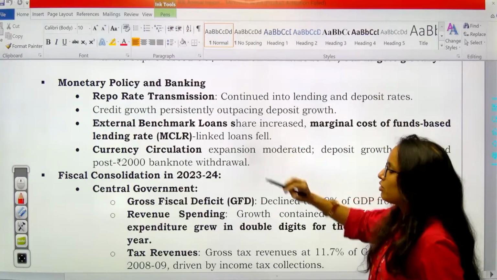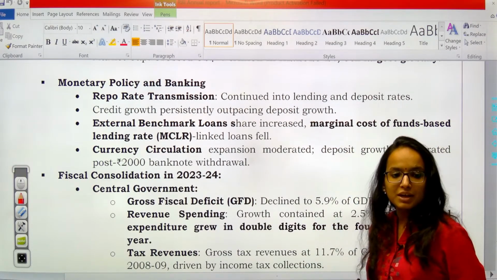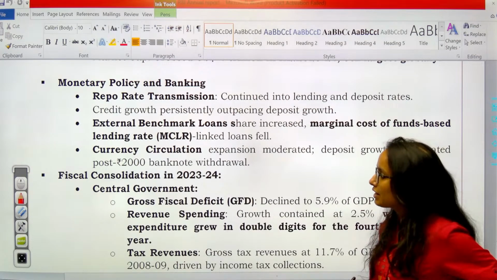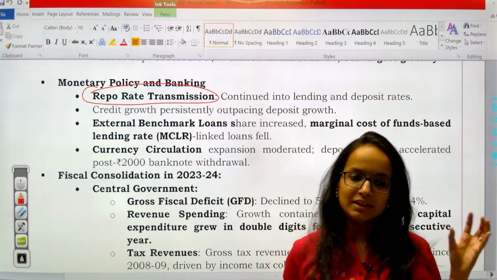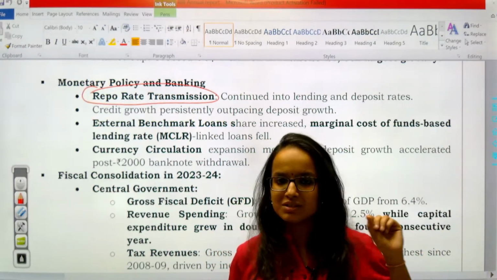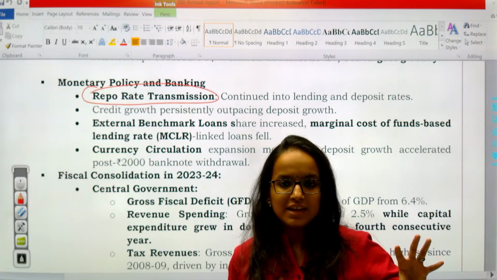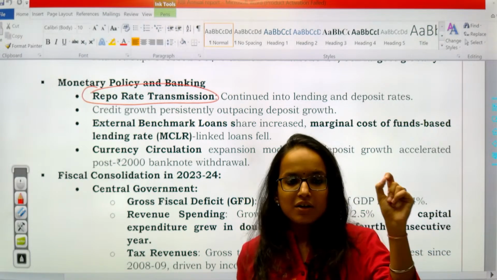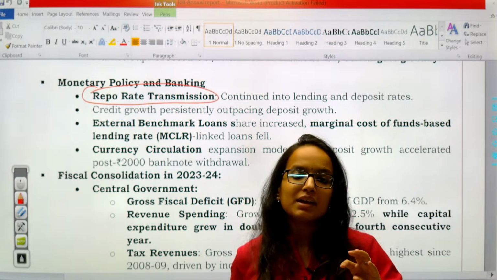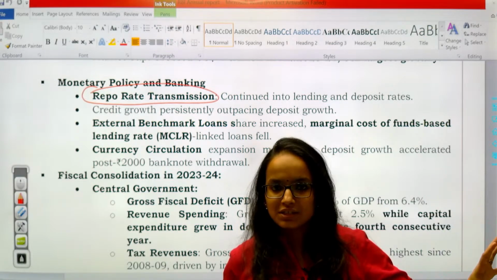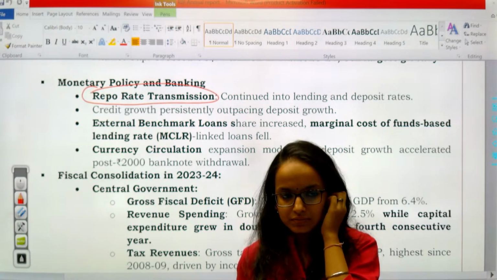Then if we talk about monetary policy and banking, what has been the situation regarding monetary policy and banking? So first is repo rate transmission. If you remember, in the last class only of the RBI report, I explained to you what is repo rate, why it is called repurchase option, and what is the mechanism of taking a loan by the commercial bank through the RBI via repo, right? You remember that? Repo is repurchase option. So basically the commercial bank has to sell government securities to the RBI or place them as security, then they will buy them back again from the RBI. This is how the loan is disbursed, isn't it?